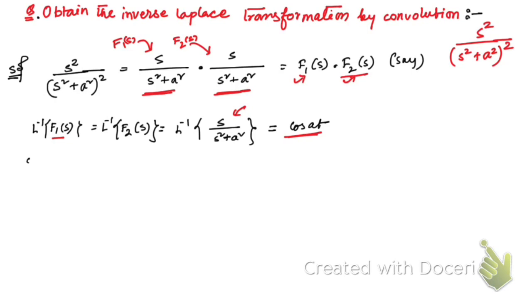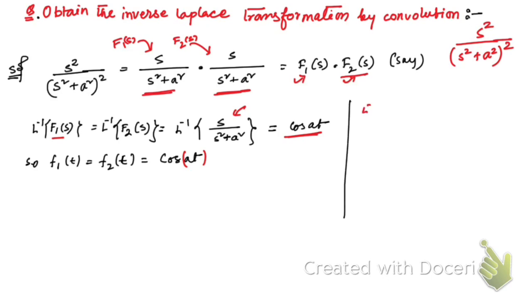Now you see, this is small f1 of t and small f2 of t, both the same here. So what we have got is cos at. Sorry, I made a mistake here, that t should not be there. So cos at. This is small f1 of t and small f2 of t. So we have got this.